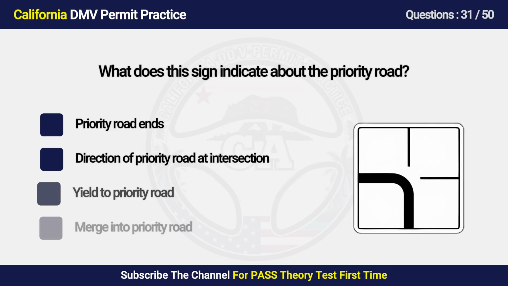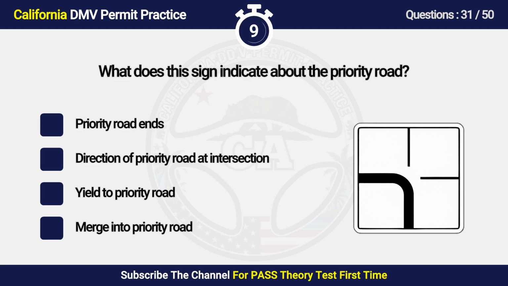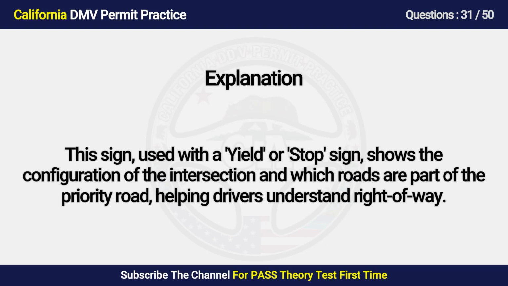Question 31. What does this sign indicate about the priority road? A, priority road ends, B, direction of priority road at intersection, C, yield to priority road, D, merge into priority road. Answer is B, direction of priority road at intersection. This sign, used with a yield or stop sign, shows the configuration of the intersection and which roads are part of the priority road, helping drivers understand.